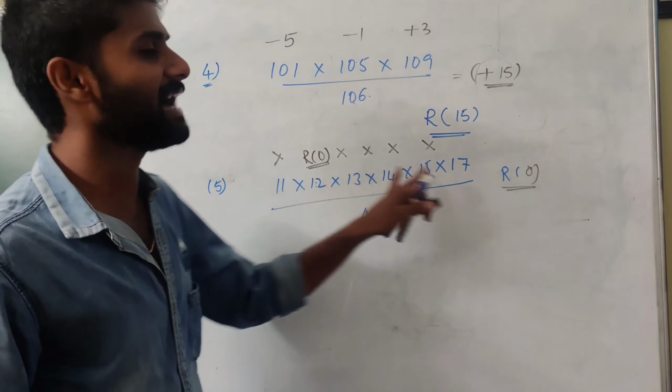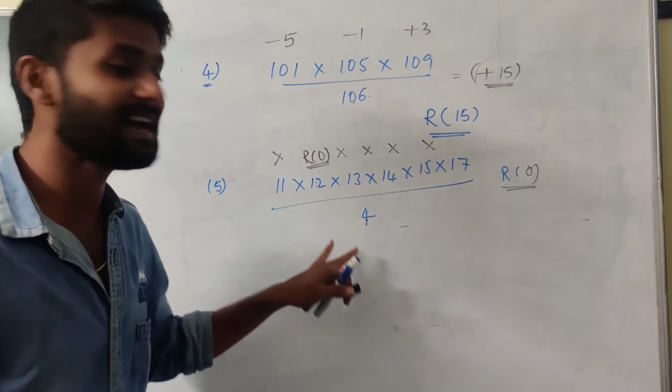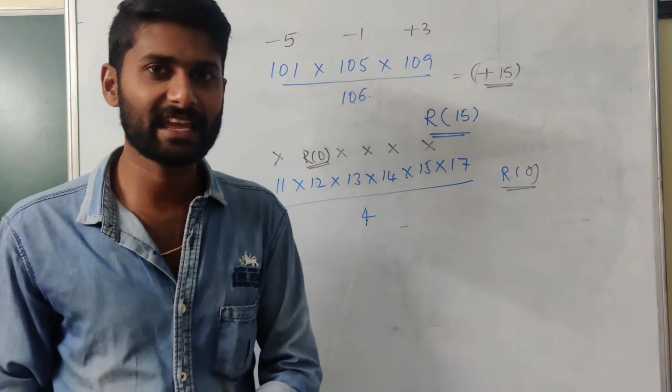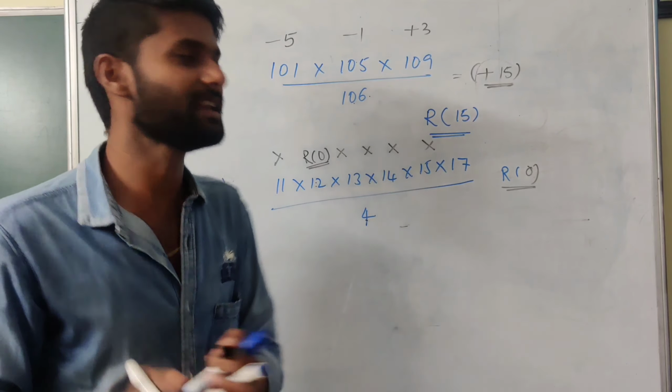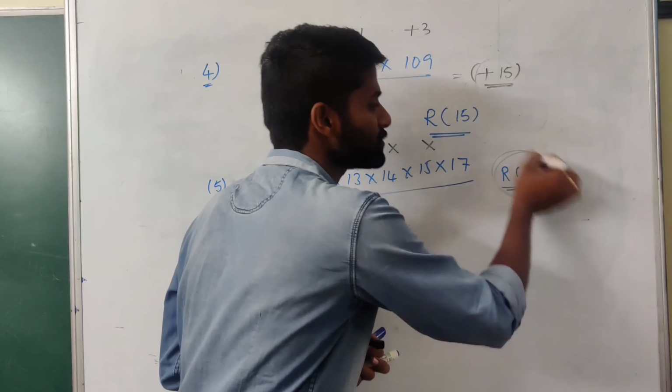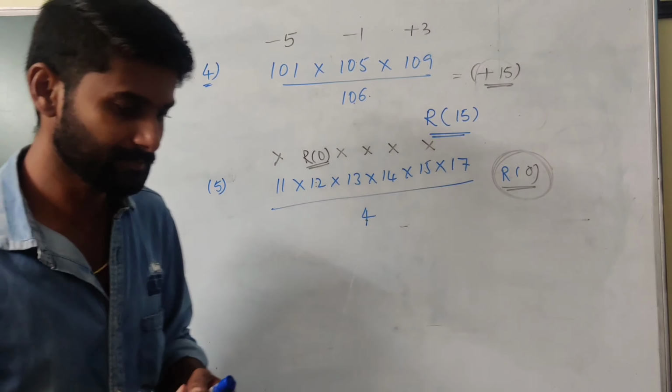See, if it is a larger expression, check for any exact cancellation. If there is an exact cancellation, we get 0 as the remainder. If 0 is multiplied with any particular number, the final remainder is also 0. Clear?